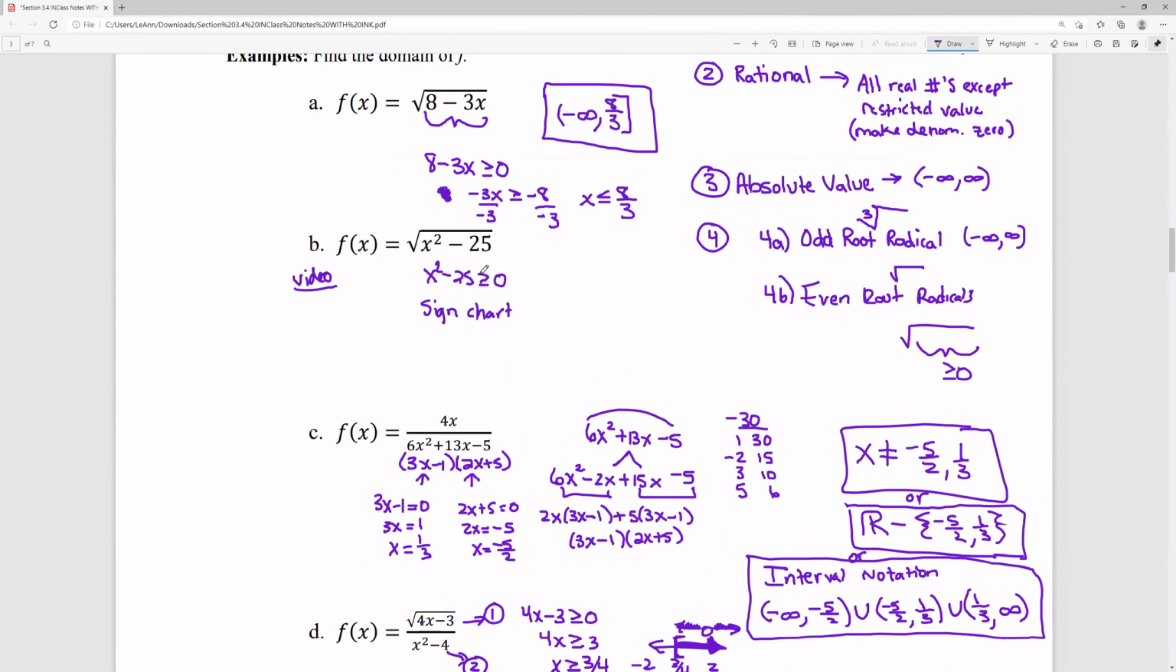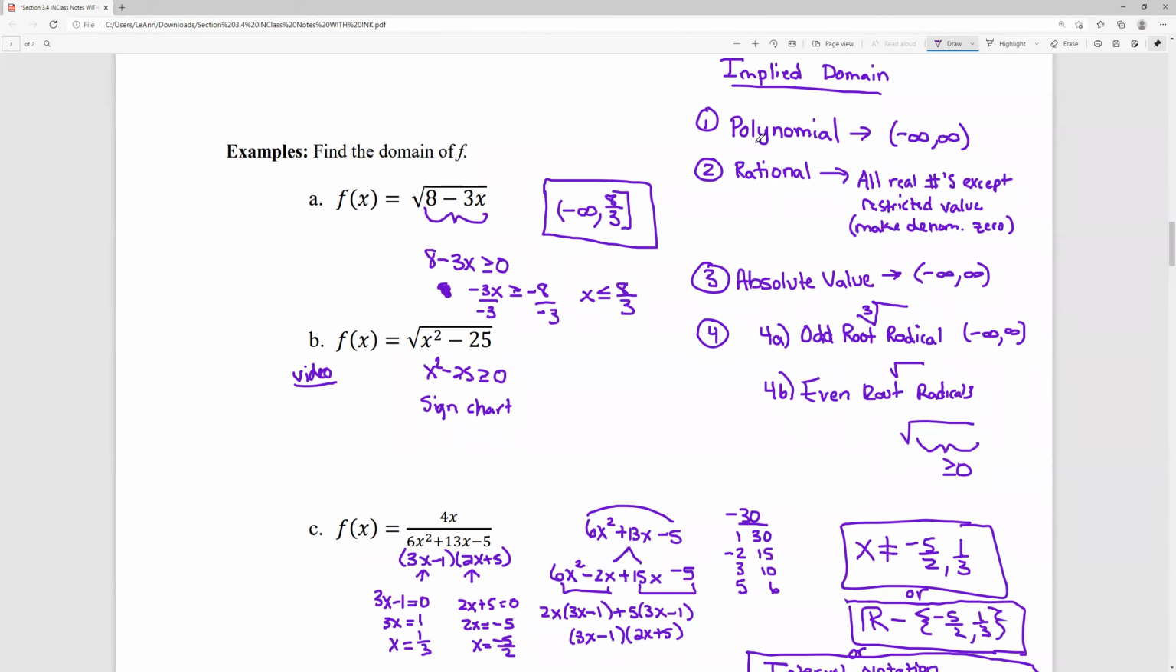Okay, so let's talk about the one, there were two we skipped on the implied domain part. Mainly this one, because it's harder than anything we would give you in a test situation. Remember, the implied domain depends on what type of function it is: polynomial, rational, absolute value, odd root radical like a cube root, or even root radical like a square root. If you have an even root radical, you have to keep the interior part, the radicand, underneath the radical greater than or equal to 0. That's so that we don't get imaginary solutions; we stay with real solutions.